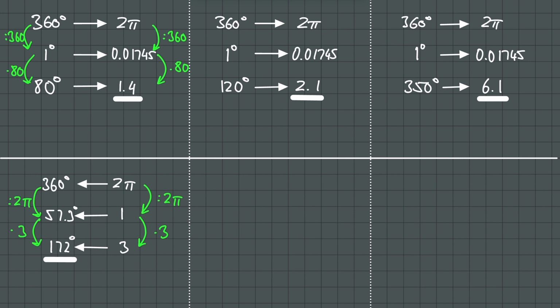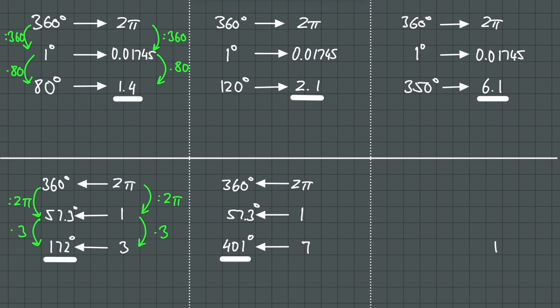Let's do another example. What are 7 radians in degrees? Again, we divide 360 by 2 pi, which is approximately 57.3. And then we multiply 57.3 by 7, which is approximately 401. So 7 radians is equivalent to approximately 401 degrees.